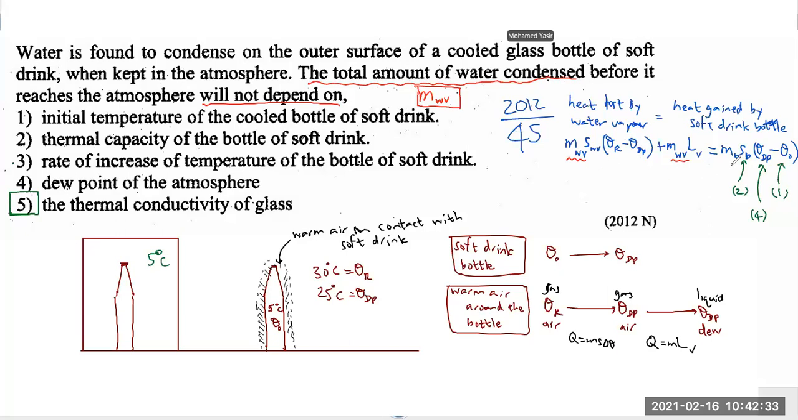Now, if you want me to bring thermal capacity into the equation, I can. Instead of this part, MBCB, you can write MBSP, or you can say thermal capacity of the bottle times (theta dew point minus theta naught). You can write like this also. That's how the second one is correct. I have written mass and specific heat capacity.